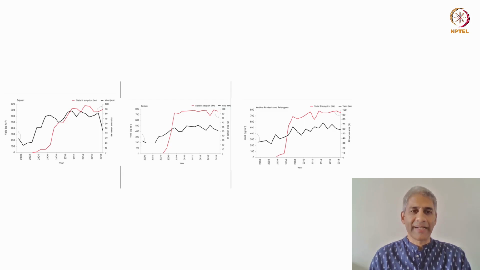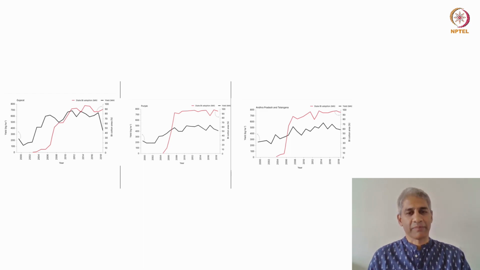And then if you look at the red line, which is the state-wise adoption of BT, the percentage of land which is under BT cultivation. Again, there is a jump after 2006, and close to 90% of the land is under BT cultivation by 2018. So, what contributes to this increase in yield in Gujarat? Can it be attributed to BT?